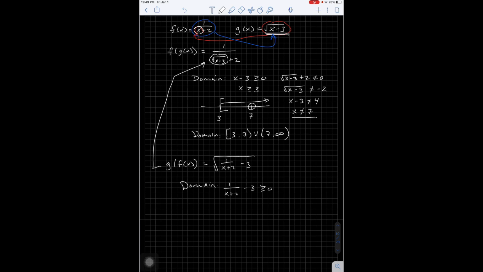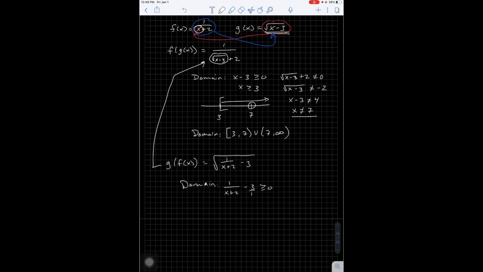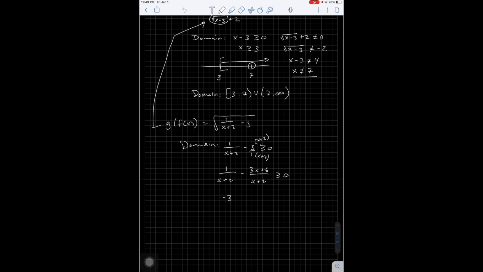When you've got an inequality with a rational function, the first step is to get all your fractions together and combine your fractions. So we need a common denominator on this. I'm going to multiply by x plus 2 and x plus 2. And that's going to give me 3x plus 6 on the top. And now I can add my fractions together. I'm getting a negative 3x, and a 1 minus 6 is a negative 5.